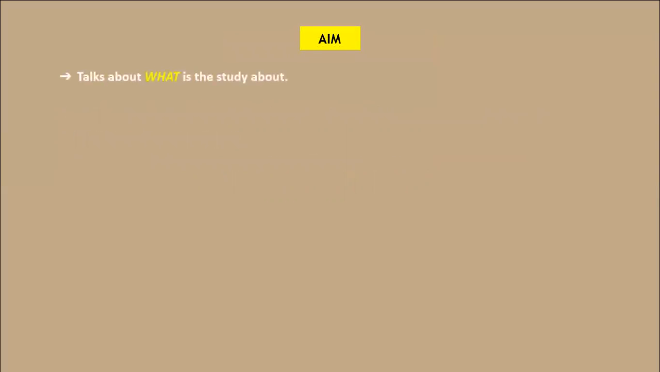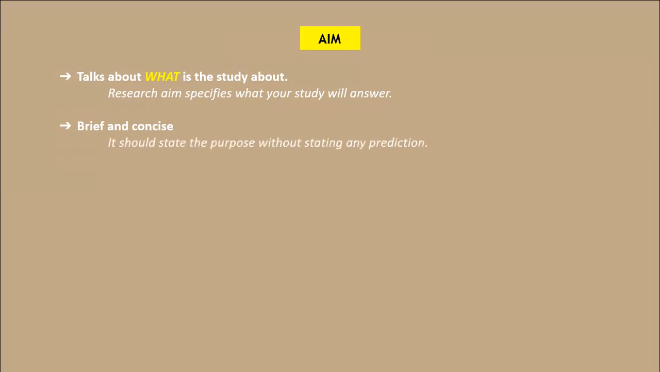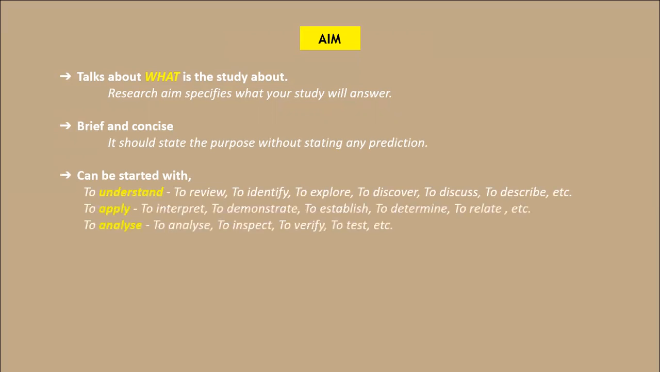Aim. It talks about what the study is about. The aim specifies what your study will answer. The aim is brief and concise, so it should state the purpose without stating any prediction. An aim can be stated with to understand, to apply, to analyze, to evaluate, and several other words which can describe the intention of your research.